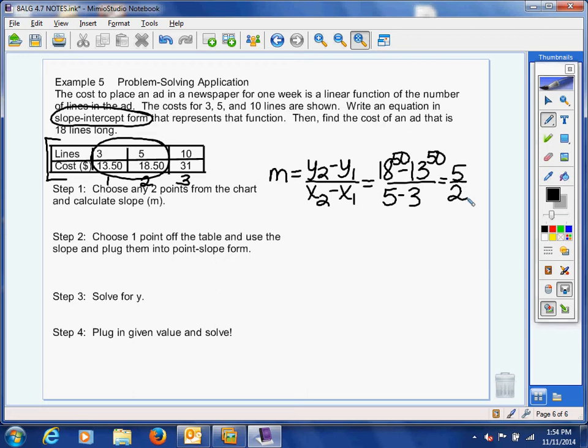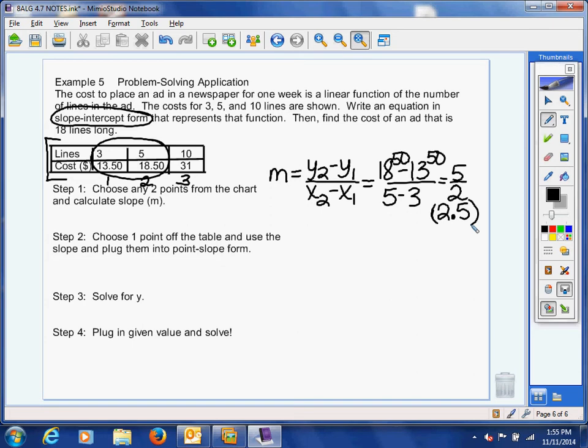You can, if you want to, turn that into decimal form if that would make it a little easier for you. You can make that 2.5. 2.5 I think is calculator friendly. 2.5 is a little easier to plug into the calculator. All right, we now know the slope, so let's go to step 2.